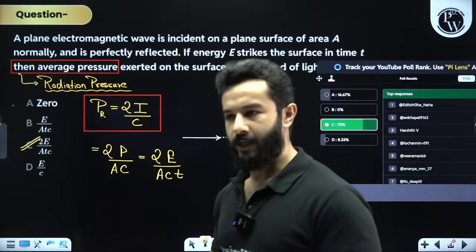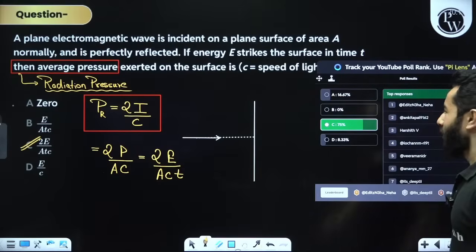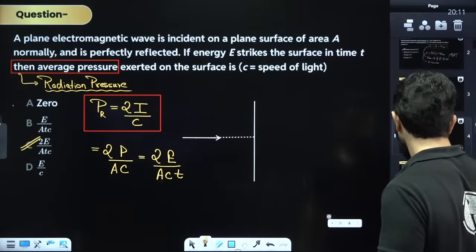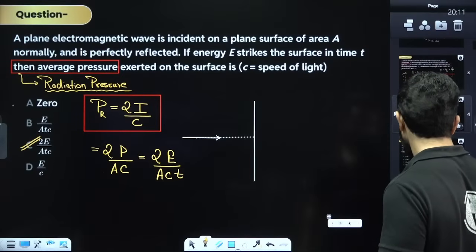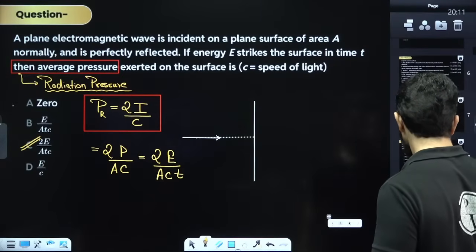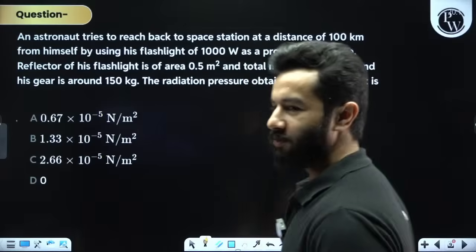Very good. Clear? These are warm-up questions. Don't worry. We are going to come to some nice problems related to this concept. For example, let's try to solve this question.